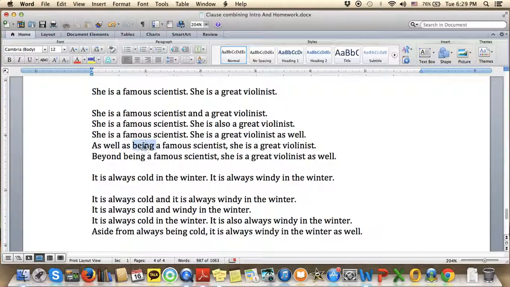Same thing, we've got the "-ing" form of "is." And remember, "is" comes from the verb "be." Because of that, when we want to put it into the "-ing" form, we have to say "being." I know that sounds kind of strange, but that's what we do. "As well as being a famous scientist, she is a great violinist." Great. Same thing right here. I can take the "as well as" and change it into "beyond." Same deal. "Beyond being a famous scientist, she is a great violinist as well." And there's that "as well." Same deal, if I wanted to, I could put an "also" in there, whatever it might be.